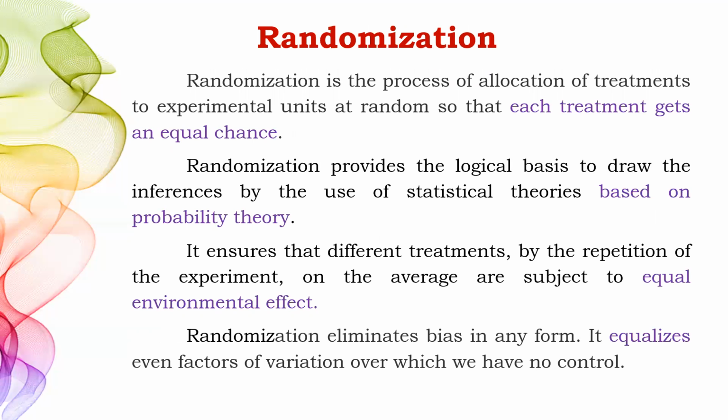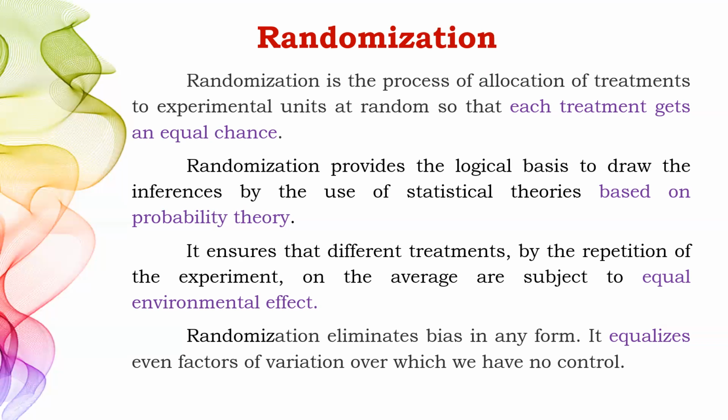Next is randomization. Randomization means the process of allocation of treatments to experimental units at random so that each treatment gets an equal chance. Randomization provides the logical basis to draw inferences by the use of statistical theory based on probability theory. It ensures that different treatments, by the repetition of the experiment, on average are subject to equal environmental effect. Randomization eliminates bias in any form. It equalizes even factors of variation over which we have no control.